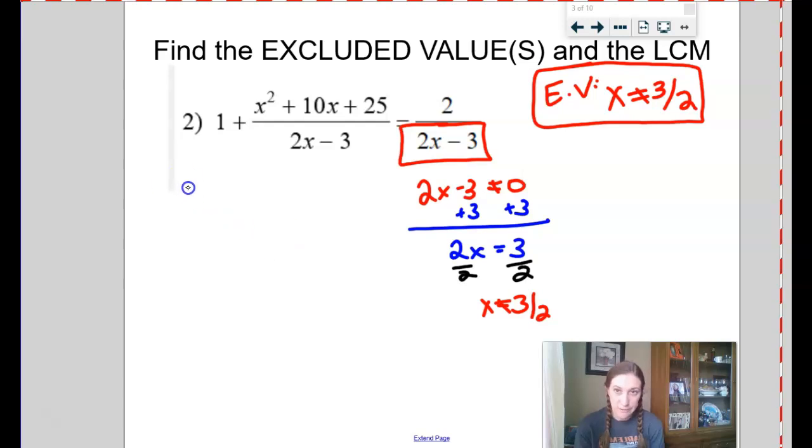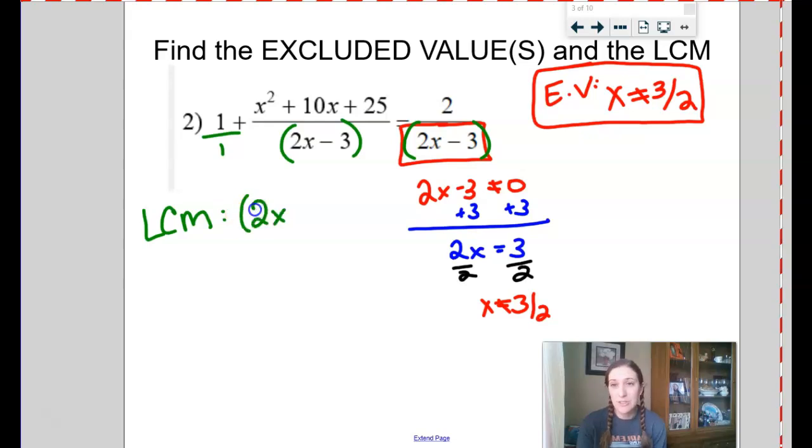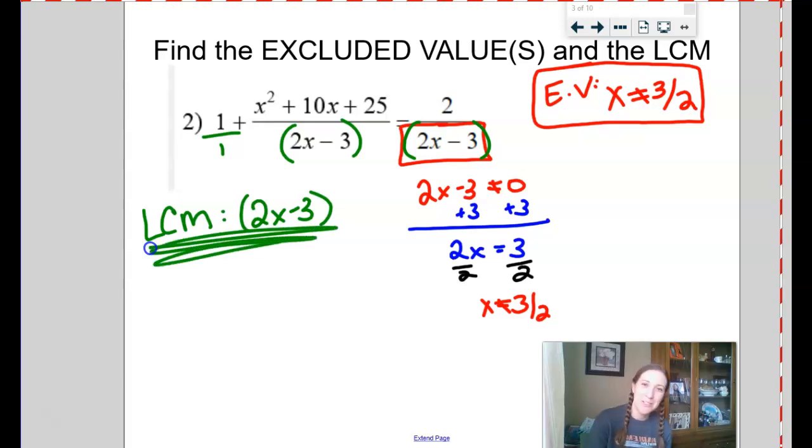The other idea for this lesson was finding the least common multiple, and that has to do with the denominators. So you got a 1, which we learned from our previous week's work was boring. And then here you have a 2x minus 3, and then here you also have a 2x minus 3. So it turns out on this question, the least common multiple is just the term 2x minus 3. That's what we're going to have to use to knock out our denominators.